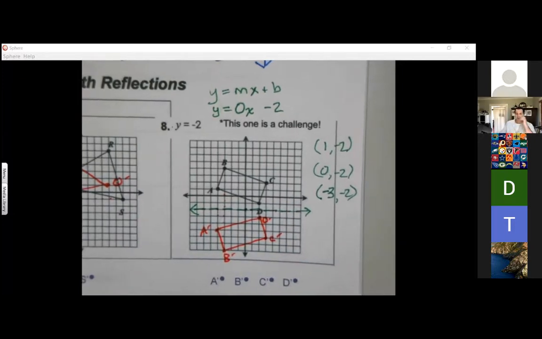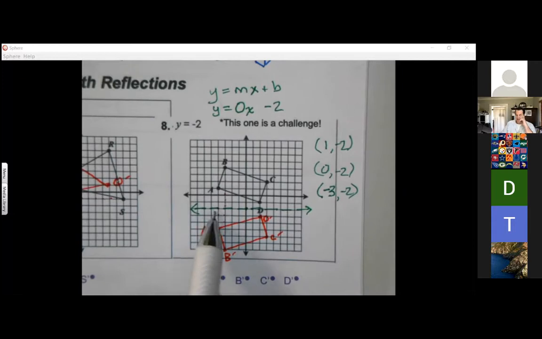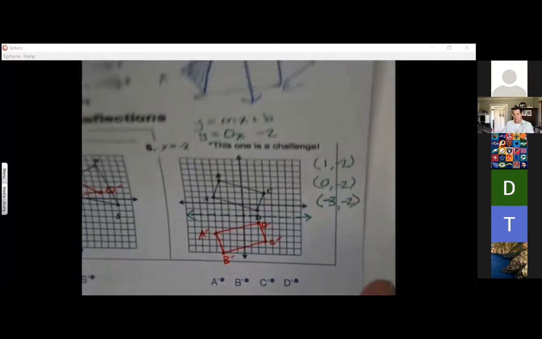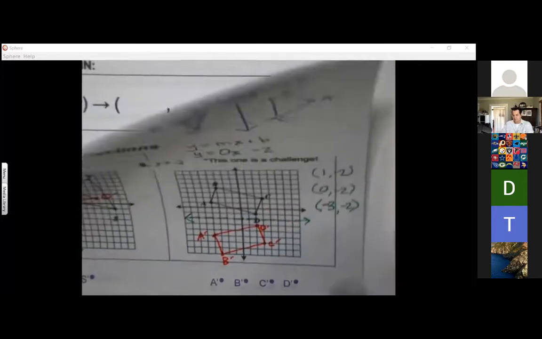And again, what it should look like is if I fold it along the line of reflection, these two shapes will map directly onto each other. They'll fold right on top of each other.